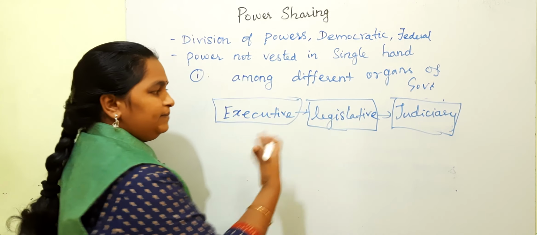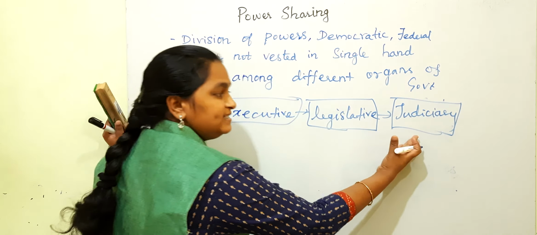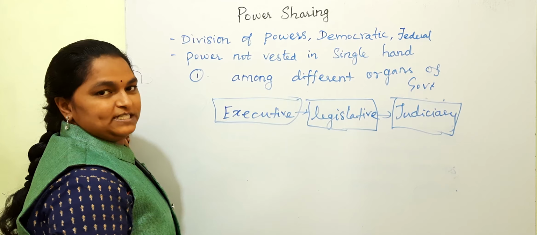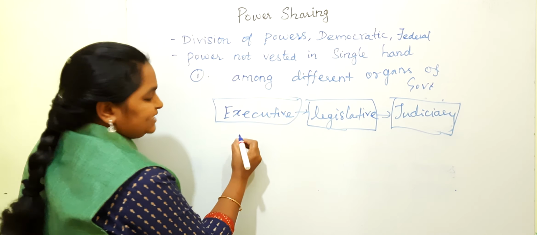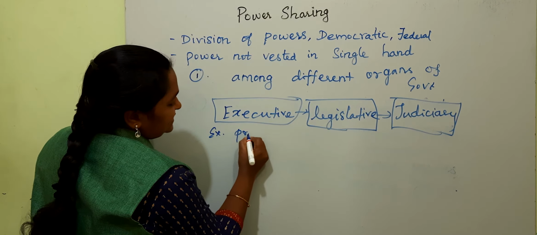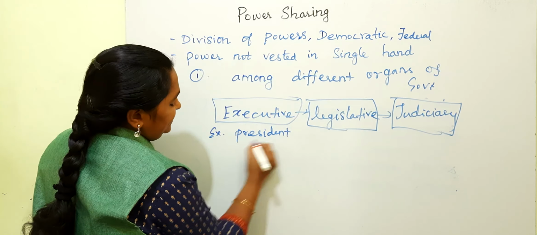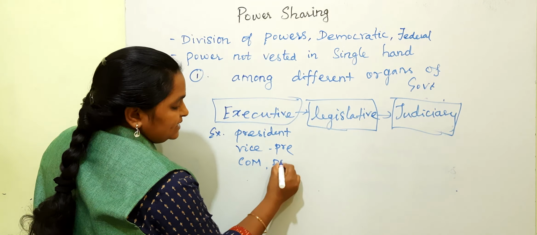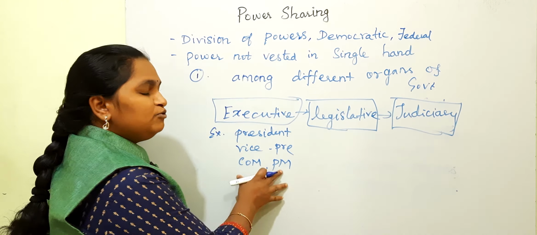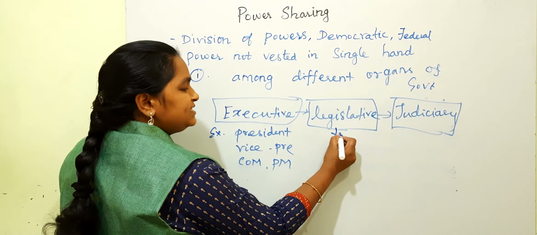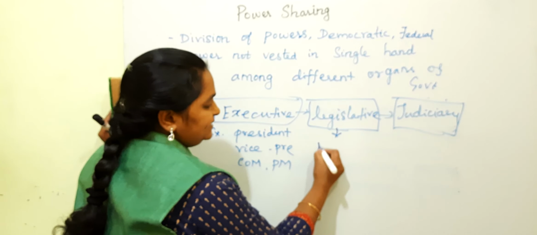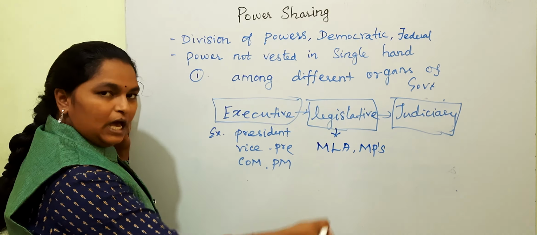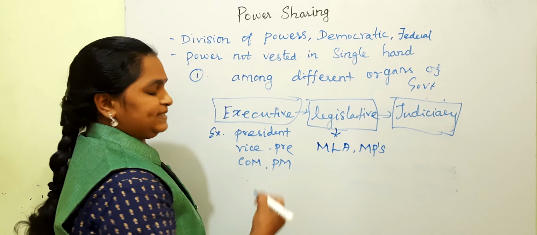Executives have different powers. Legislatures have different powers. And the judiciary also has different powers. They will exercise their own powers. But who are the executives? For example, President, Vice President, Council of Ministers, Prime Minister, they are the executives in our country. Who are the legislatures? For example, MLAs, MPs, because they only make laws in Parliament and the State Legislative Assembly.